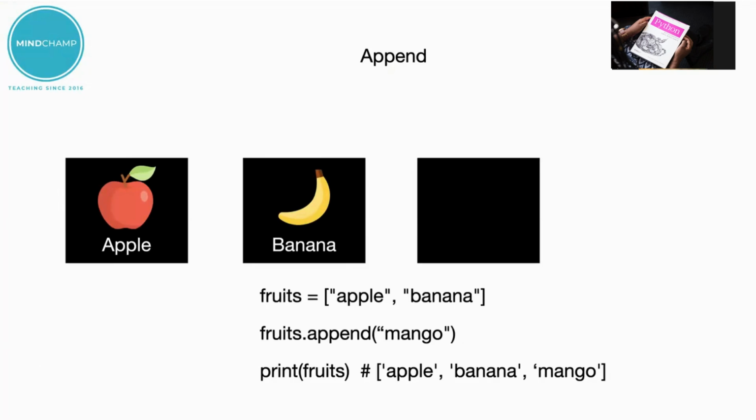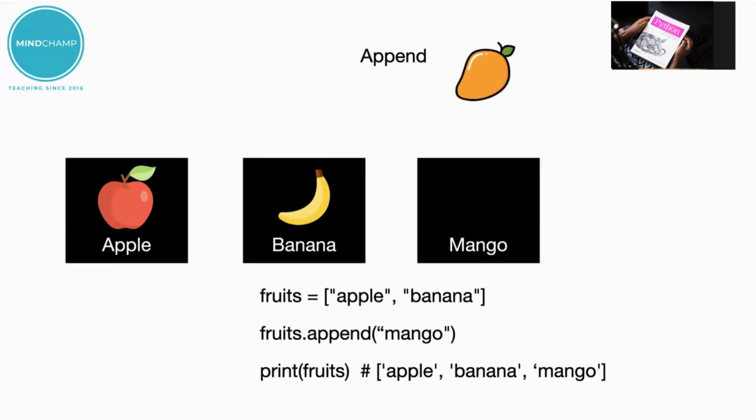Let's see this code for example. Our list as of now contains apple and banana. Now, I want to add the word mango to the end of my list. So I would do fruits dot append because fruits is the name of my list.